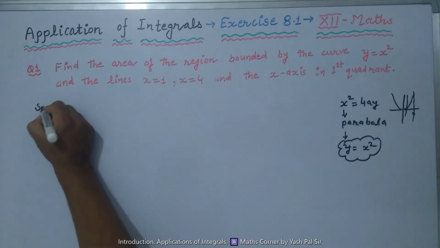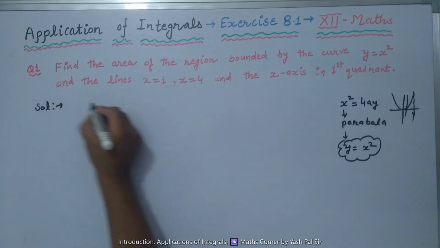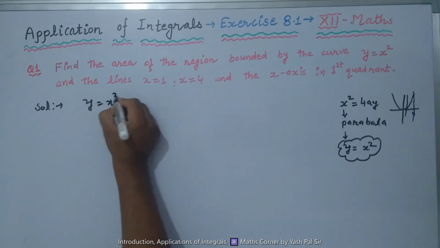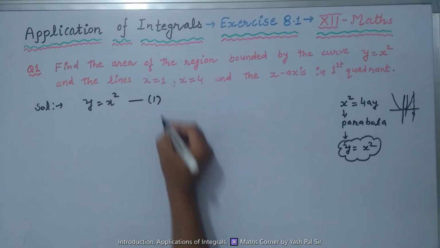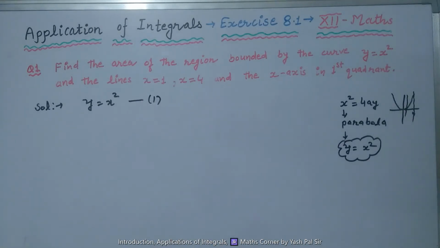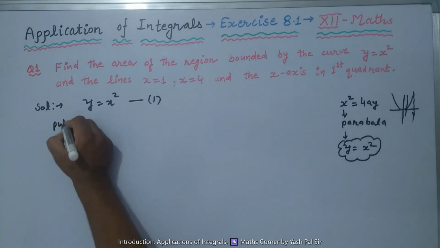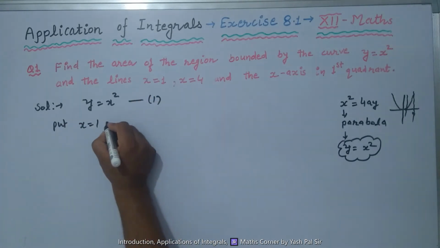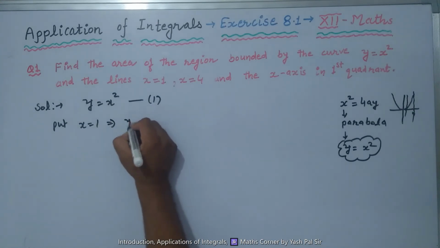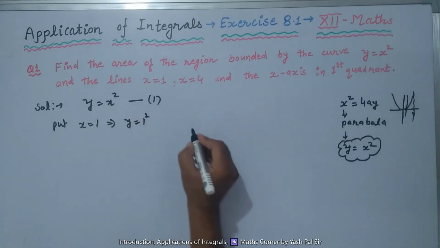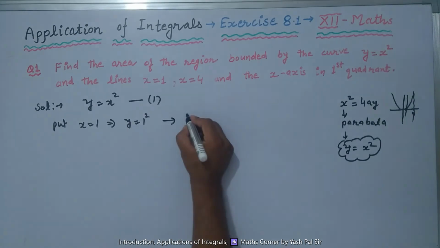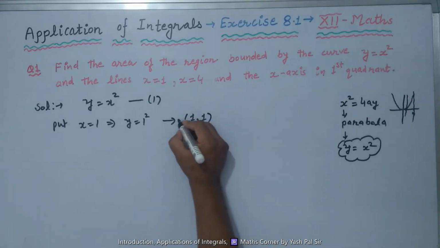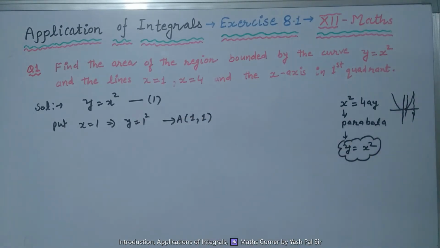Solution is here. Given curve is xy is equal to x square. Suppose this is equation number 1. So what we do, put x is equal to 1. This gives y is equal to 1 square. So this gives x is equal to 1, y is equal to 1 is the first point of intersection.